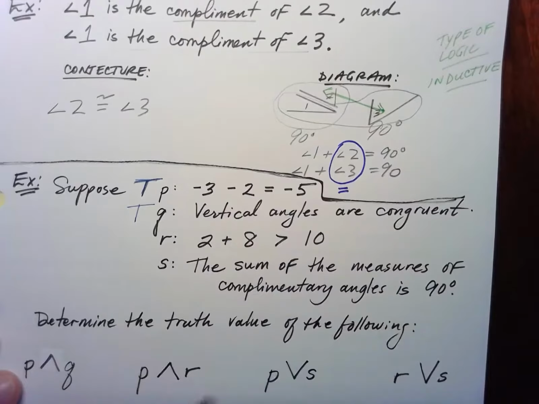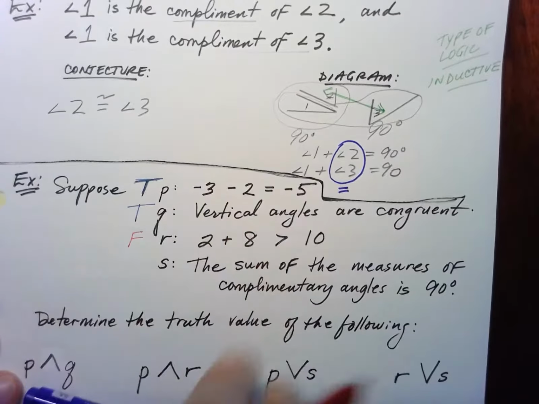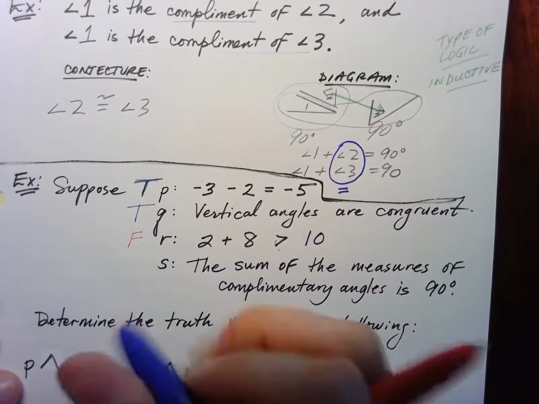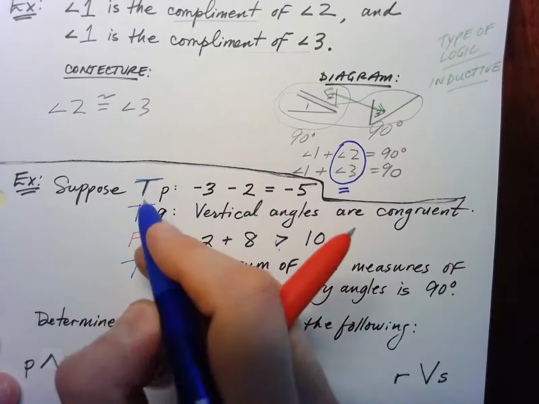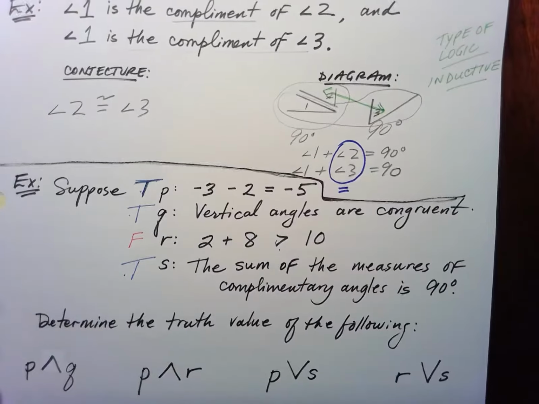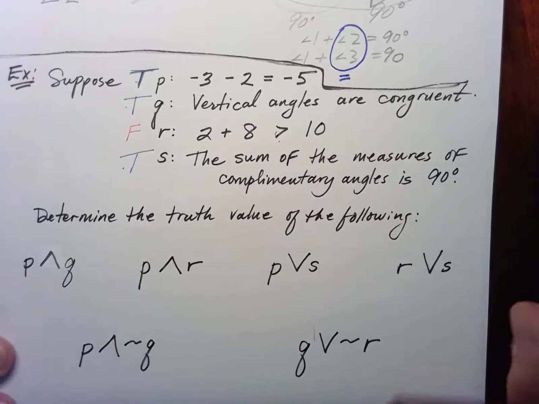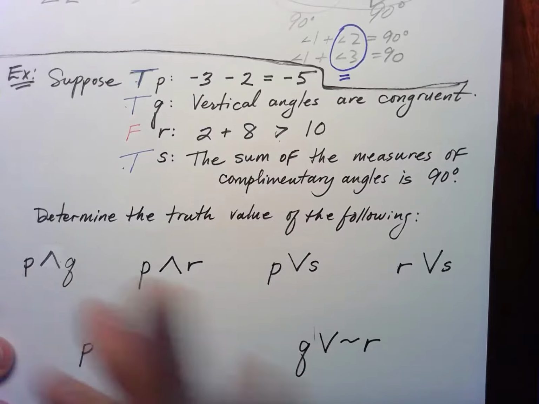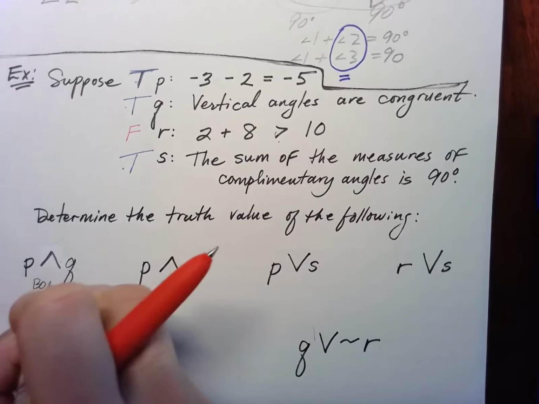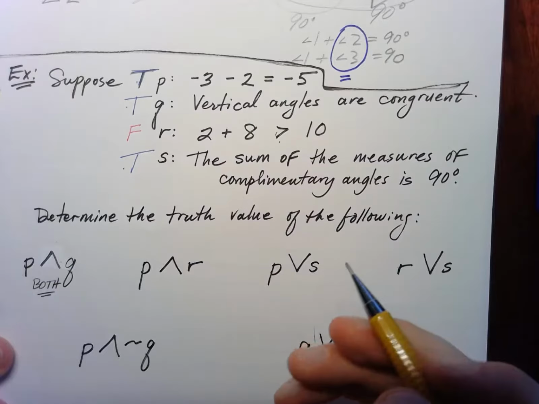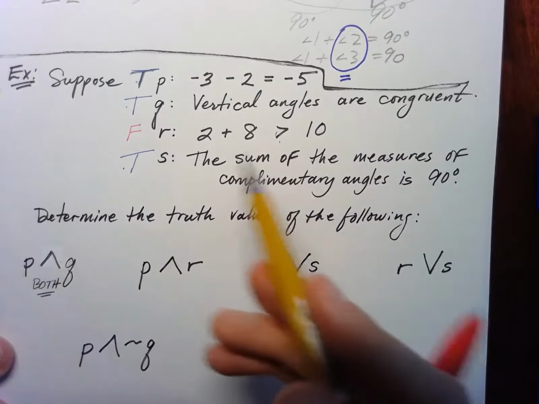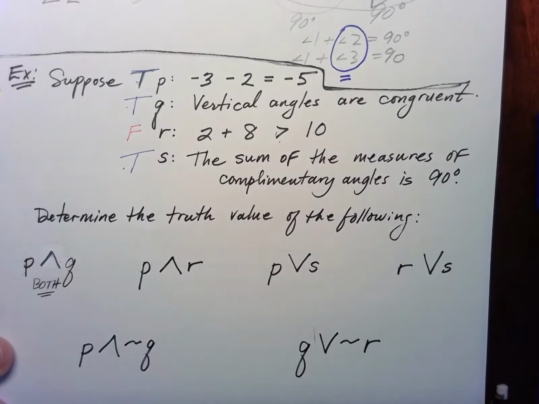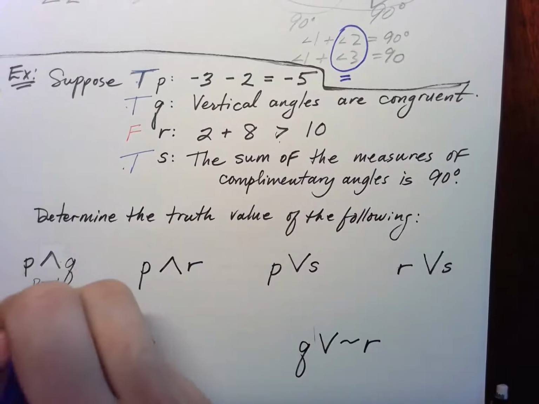2 plus 8 is greater than 10. That's obviously false because 2 plus 8 is equal to 10, not greater than. And then the sum of the measures of complementary angles is 90. By definition, that is true. So we have 3 true statements and a false statement here. So determine the truth value of the following: P and Q. This means both. Both P and Q have to be true in order for this to be true. So P and Q are both true, so P and Q as a conjunction is true.